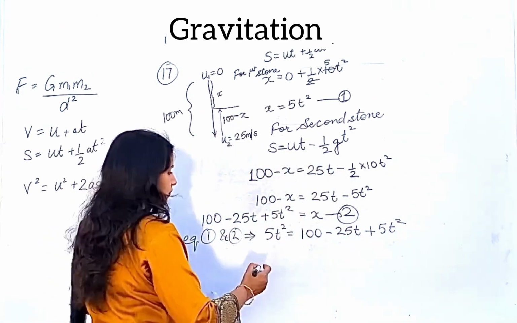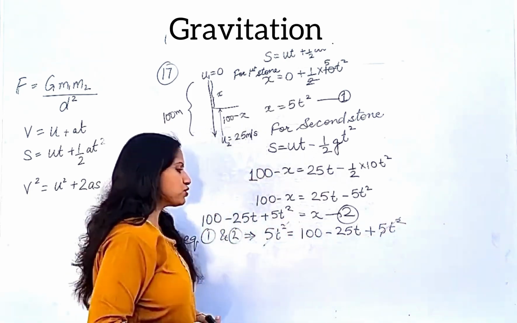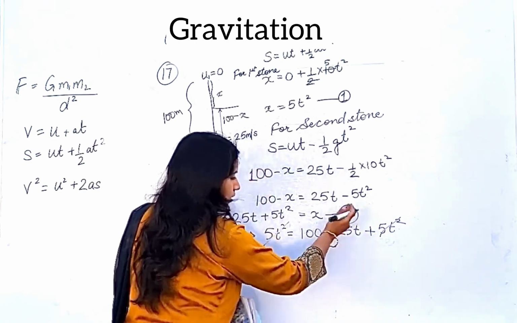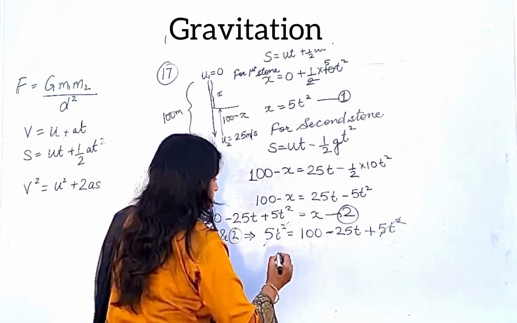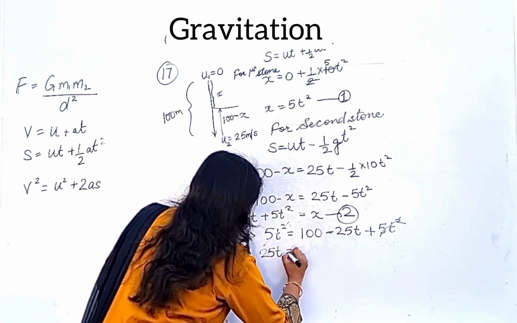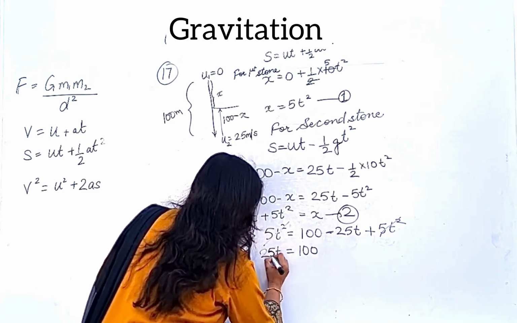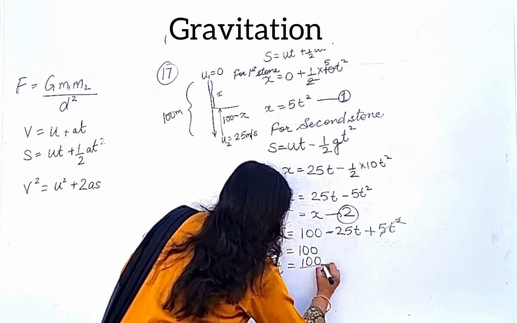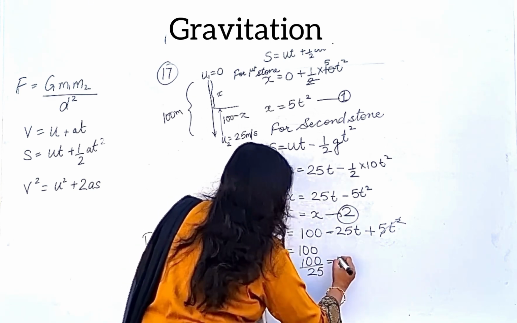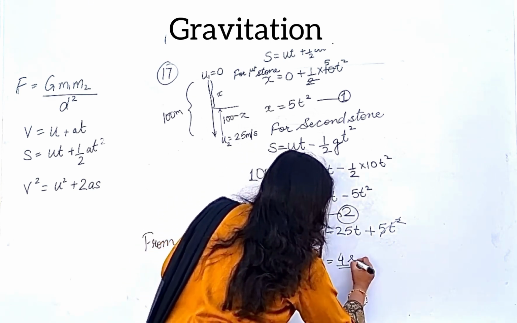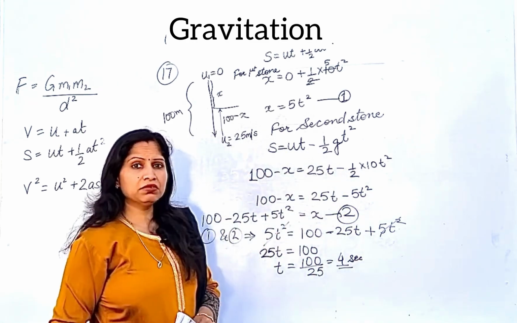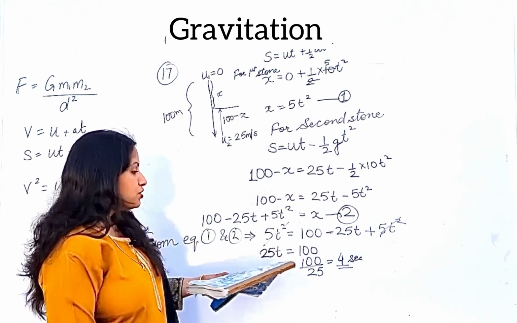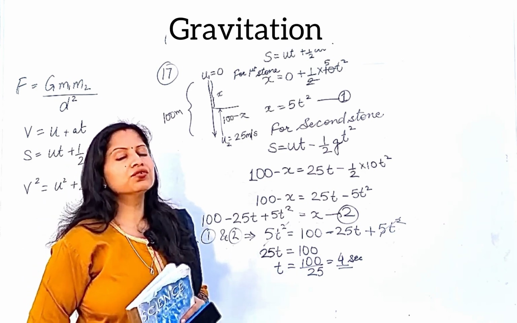Agree with me? This and this are same, so that could be cancelled out. This minus 25t is negative here. I want to move it to the opposite side, so it becomes positive. So 25t is equal to 100. So t is equal to 100 upon 25 and that makes 4. So after how much time are the two stones going to meet each other? That is 4 seconds. Okay. So the two stones are going to meet each other after 4 seconds.